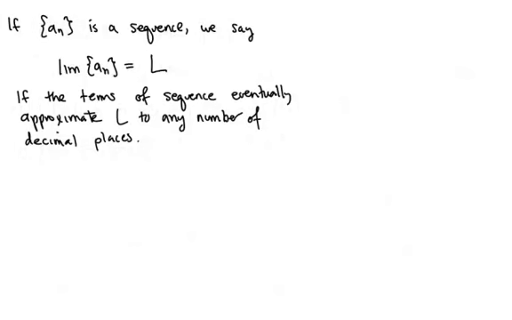If an is a sequence, we say that the limit of the sequence an is the number L if the terms in the sequence eventually approximate L to any number of decimal places. So for example, that 0.33 sequence is approximating 1/3 to a new decimal place every single step of the way.